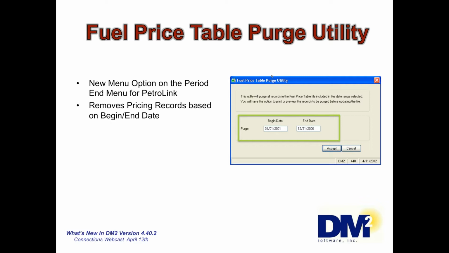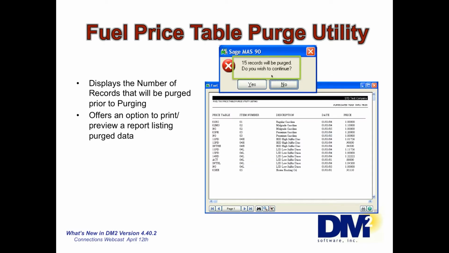You do, for safety purposes, get a message. So it will display the number of records that will be purged so that you can see that ahead of time. In this case, 15 records. So if you're expecting 100 records to be purged and it decides to purge 1,000, maybe you want to back up and look at it again, whatever makes sense to you. But you get a nice little warning and you can say no.